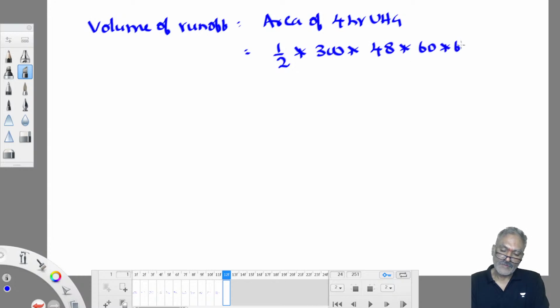So this is multiplied with 60 and 60 because this is in meter cube per second, so this value also has to be converted into seconds. So seconds get cancelled, and we are left with so and so meter cube. So this will give the volume in meter cube. And depth of runoff.